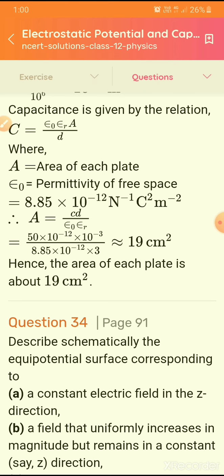Okay. So A will be equal to C into D divided by epsilon naught epsilon r. Bring the C to this side. 50 into 10 to the power of minus 12 into 10 to the power of minus 3 divided by 8.85 into 10 to the power of minus 12 into 3. Now, if we simplify all these things, we will approximately get 19 centimeters squared. Hence, the area of each plate will be 19 centimeter squared.